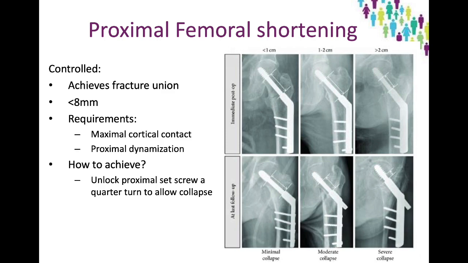In terms of controlled, this is oftentimes desirable in our fixation. It achieves fracture union, is less than 8 mils, and the requirements for this is having maximal cortical contact with proximal dynamization. So the way that we try to achieve this is by unlocking the proximal set screw on an intramedullary nail a quarter turn to allow a degree of controlled collapse.